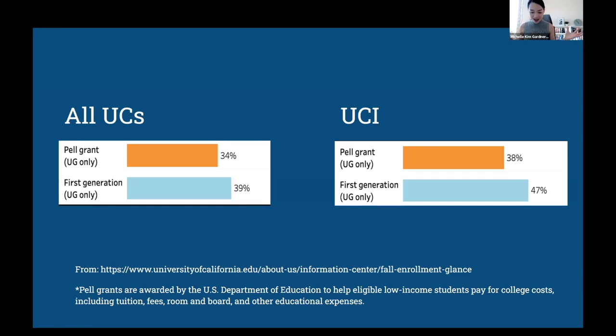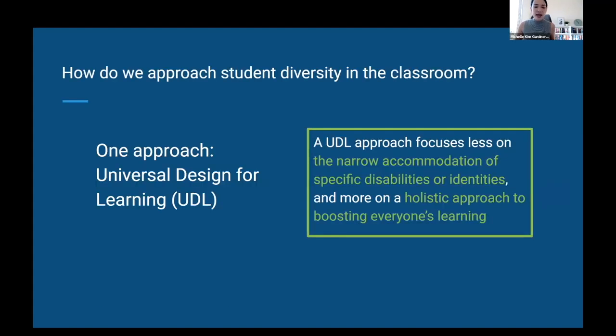However, here at UCI, we are above average with 38% of our undergraduates being Pell Grant recipients and a whopping 47% being first generation. And now, what does this mean for us as we approach student diversity in the classroom? One approach is the Universal Design for Learning, or UDL. This approach takes the focus away from the narrow accommodation of specific disabilities or identities and more on a holistic approach, which boosts everyone's learning.